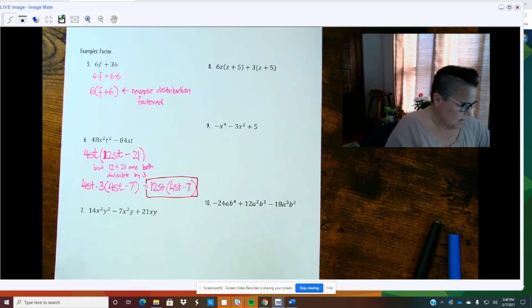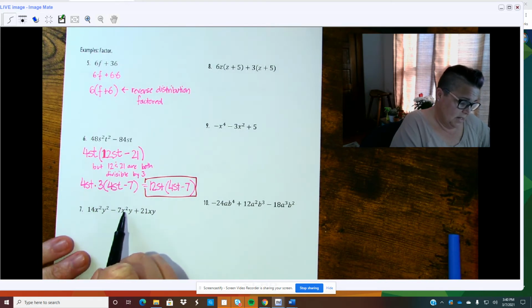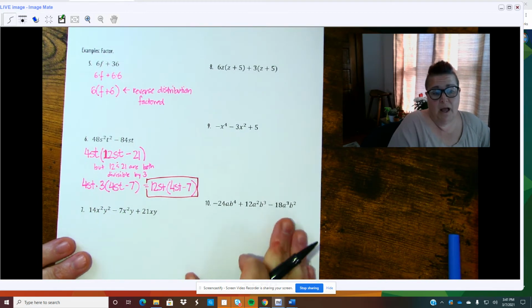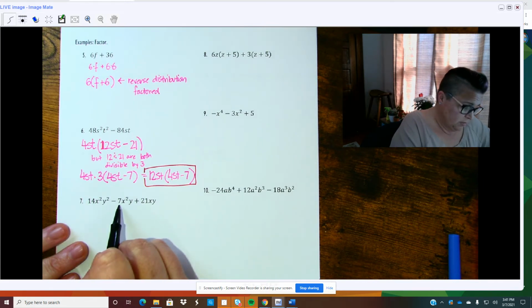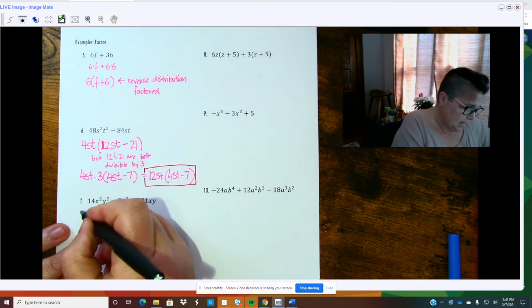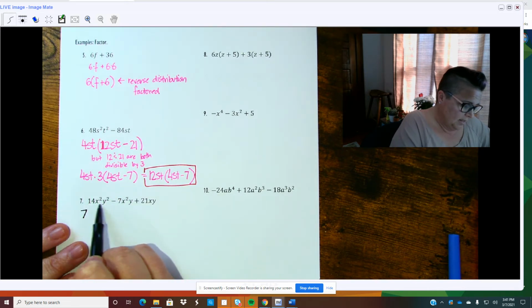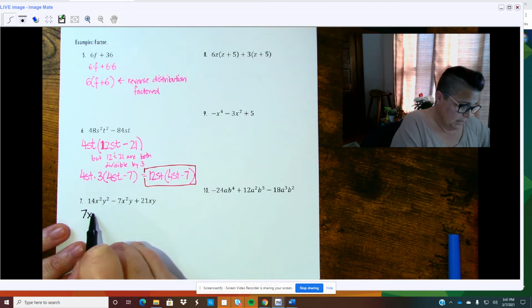All right. I'm going to get rid of this pink just because I feel like it's not the right color to be doing this in. All right, so now I've got 14x squared y squared minus 7x squared y plus 21xy. And I have learned from my many years of algebra that if there is a 7, it's likely 7 is going to be able to come out. So I should be able to take out a 7 out of all of these. I am. Then I've got an x squared, but oh, that's just an x. So I can only take out an x. I've got a y squared, but those are just y's, so I can only take out a y.